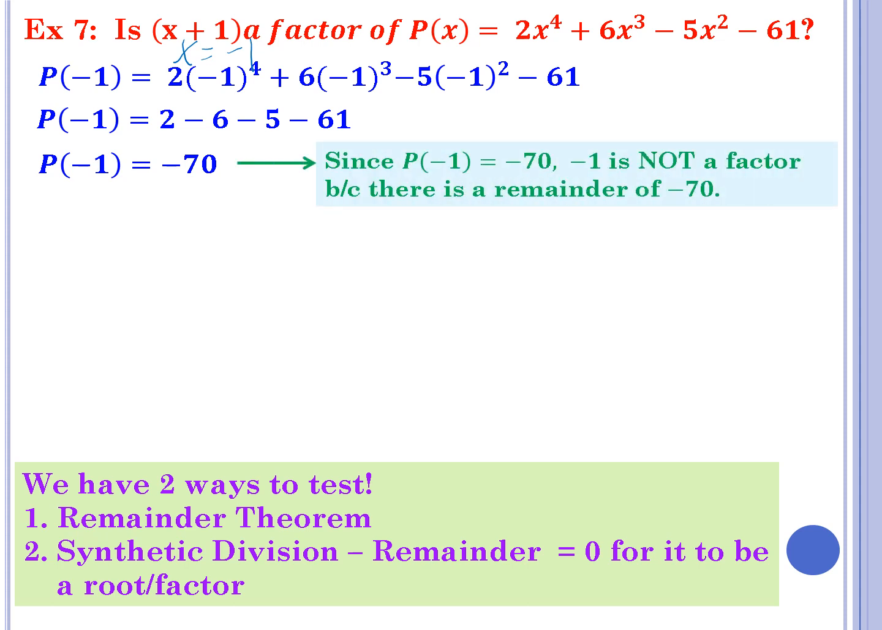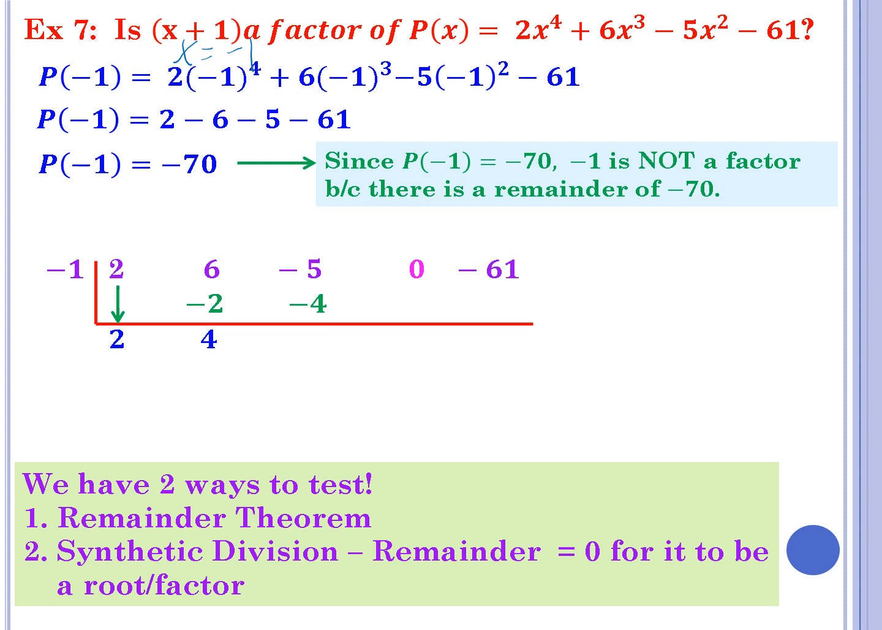Okay. Now you could do it also with synthetic division. Now I have 2, 6, -5, and -61. I'm missing an x to the first term, so I have to put in a 0 term, and I use -1. Pull down the 2. -1 times 2 is -2. 6 plus -2 is positive 4.